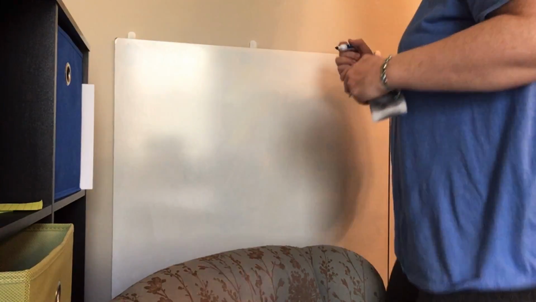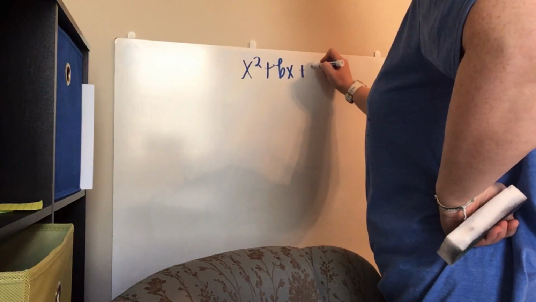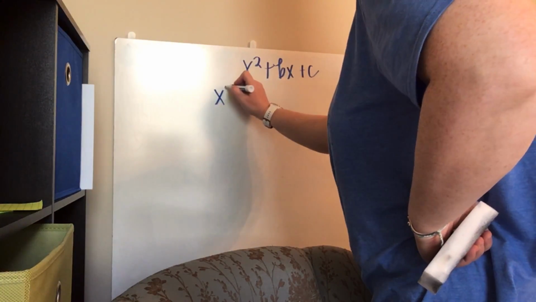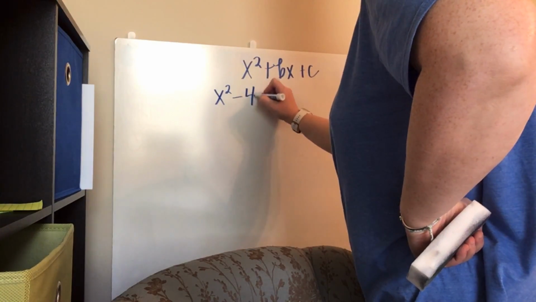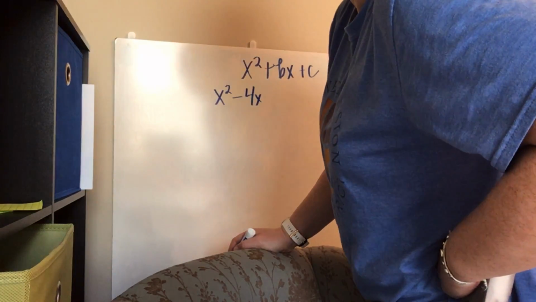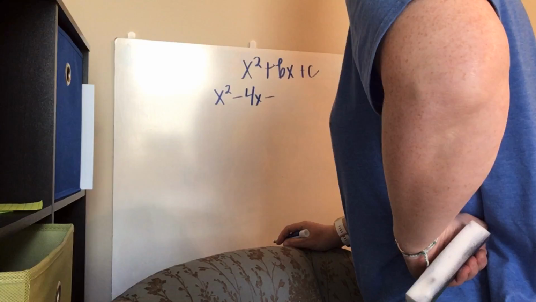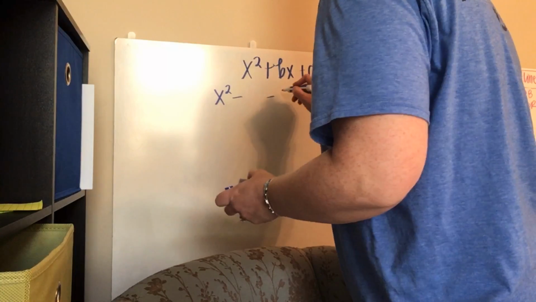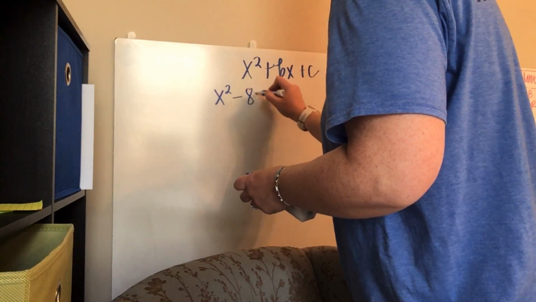Previously, we had the form x squared plus bx plus c. So let's go with x squared, let's do minus 4x, and hold on, I have to think of a problem that works. I'm going to have to change this. Let's do minus 20, and let's do 8x here.